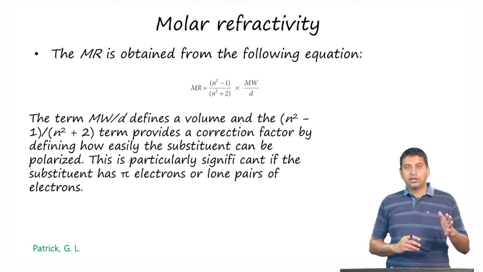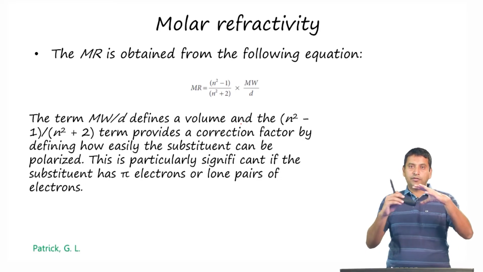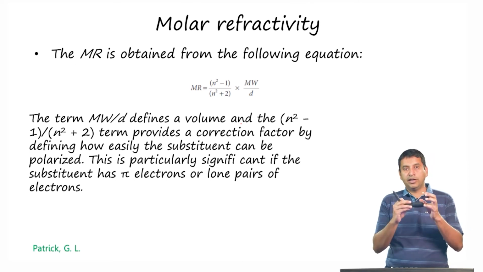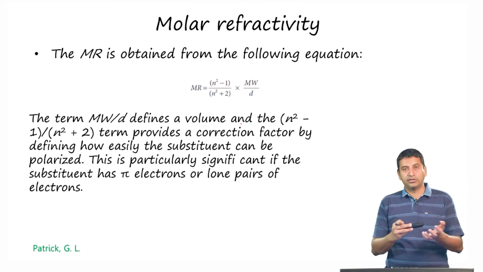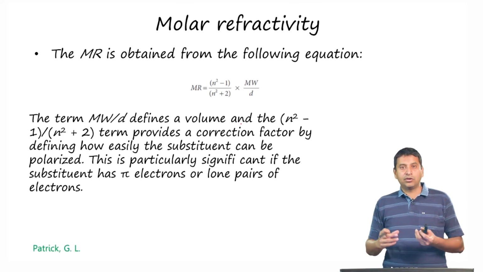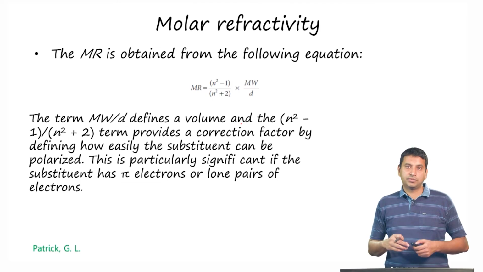Okay. So, the term MW by d defines a volume, and the (n² − 1) divided by (n² + 2) provides a correction factor by defining how easily the substituent can be polarized. So, this is particularly significant if the substituent has pi electrons or lone pairs of electrons.